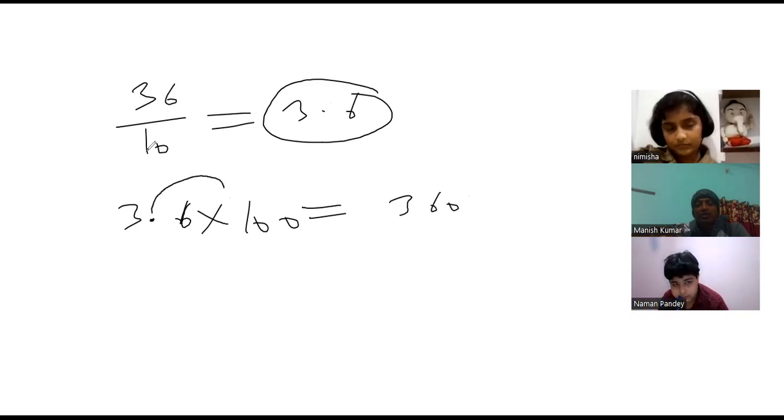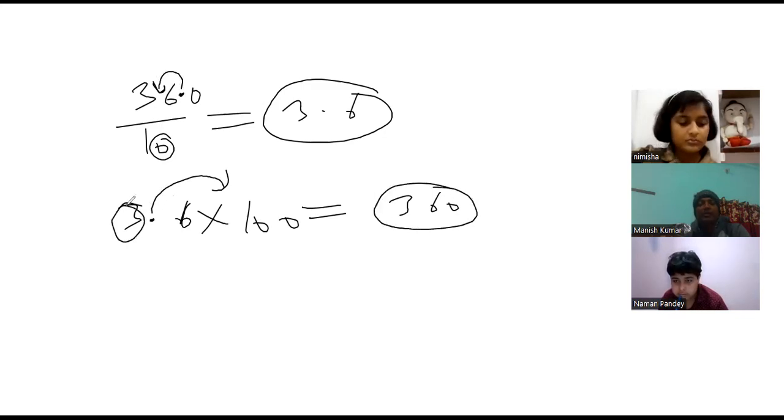And in case of division, just the opposite. If 36 is written here, that is the same as 36.0. So the point will move one place because there is only 1 zero here. Here it is going towards right, here it is coming towards left. In case of multiplication, the value should be more. That's why we are getting here 360 in place of 3.6. And in division, the value should be less. That's why we are getting here 3.6 in place of 36.